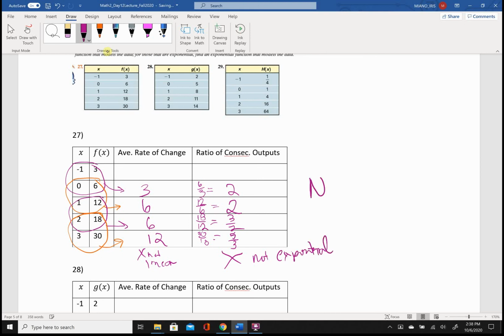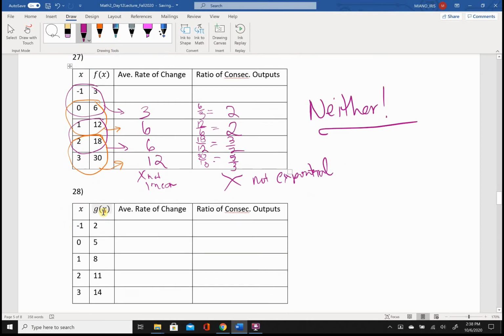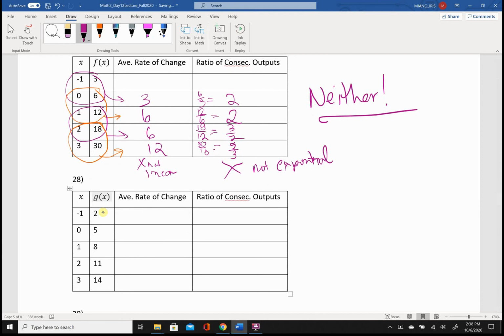So it's neither. Big fat neither for this one. Okay, cool. Now let's do the same thing for the average rate of change for this next chart right here of x, g of x, and I'll just go ahead and put the values in.